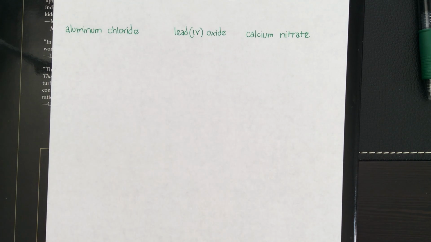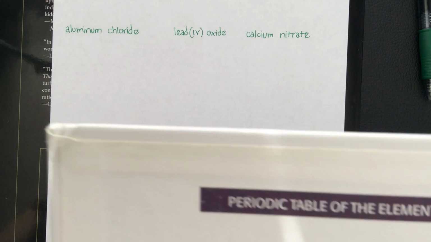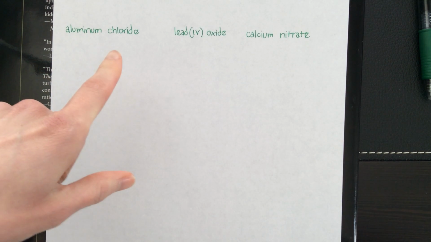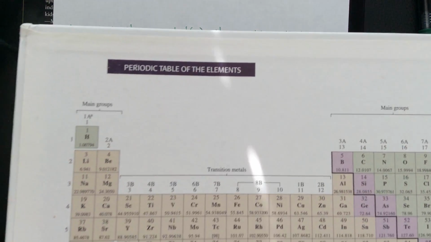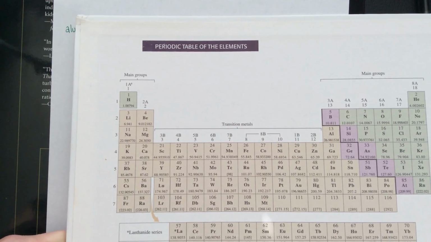Hey everyone, this is just a quick video to review with you how to write formulas for ionic compounds. So before we do these three compounds, which I believe should be in your notes in section 6.4, we need to just review a few things about the periodic table that you need to remember.